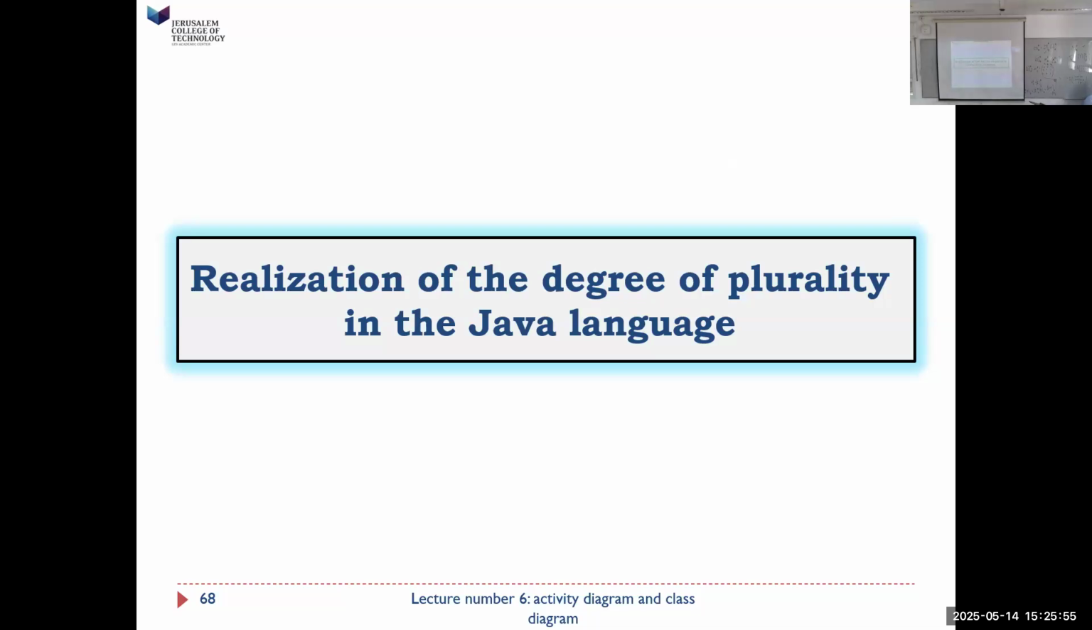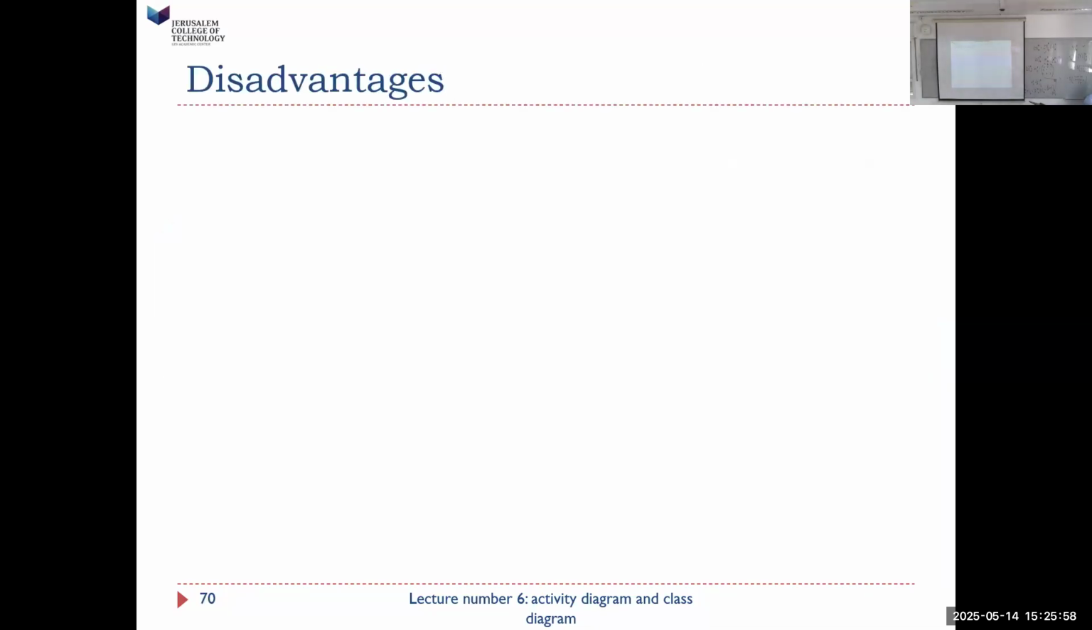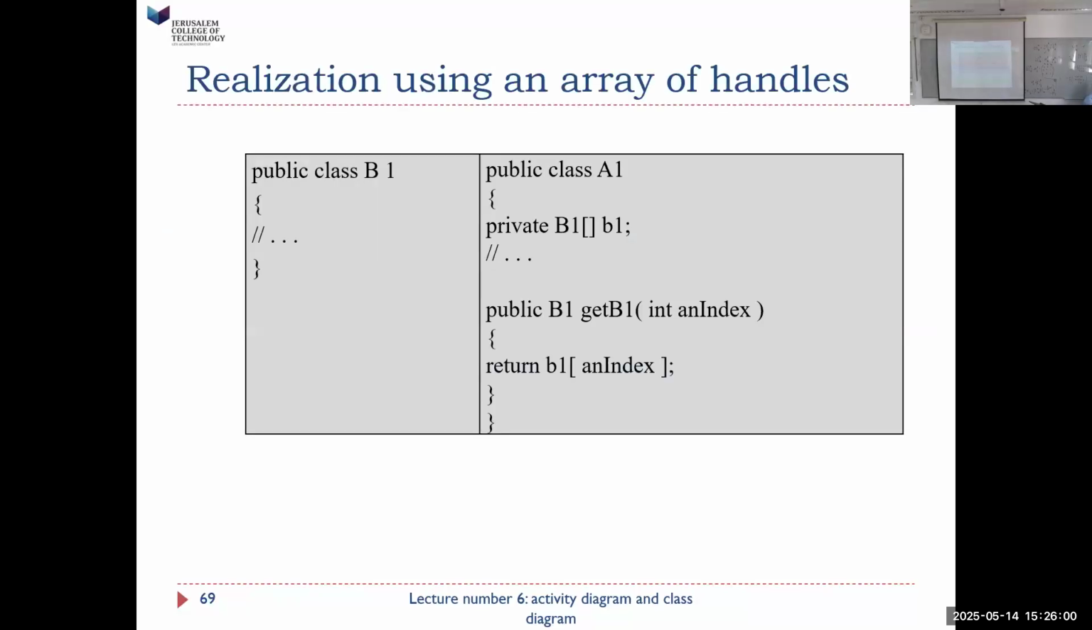Realization of the degree of plurality in the Java language. I don't remember these slides from before, but I guess they were there. So here we have class B1 and class A1, and you see that A1 has an array of B1s. Like I said, it's like a list. We give it an index, and a function returns the element at that index. So you see this is multiplicity, in the sense of, I don't know, infinite multiplicity.